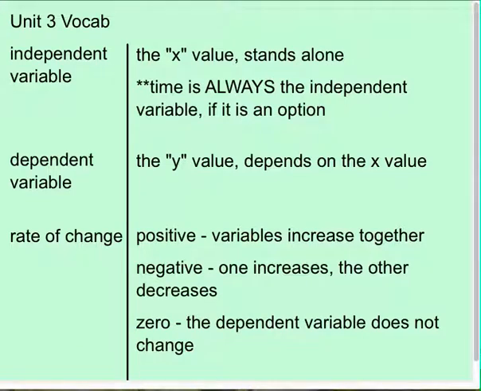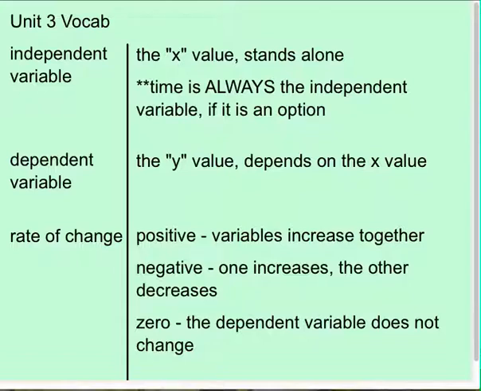In this lesson, we're going to learn the difference between an independent and a dependent variable. So an independent variable is the x value or the input, and it stands alone. What I mean by that is that it isn't affected by the other variable. If one of your variables is time, it will always be the independent variable because time doesn't depend on anything else. It keeps ticking at a steady pace.